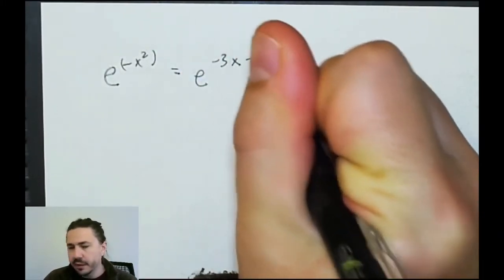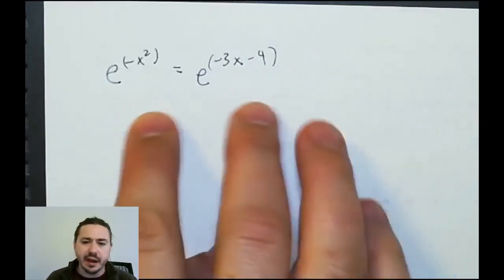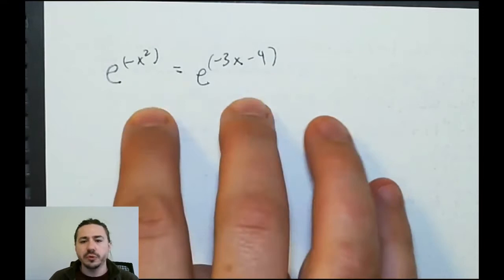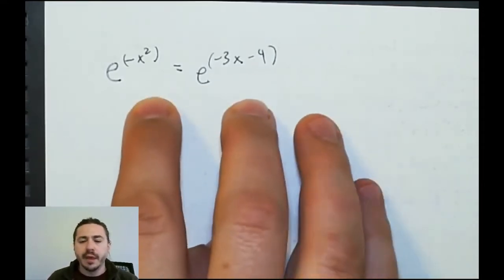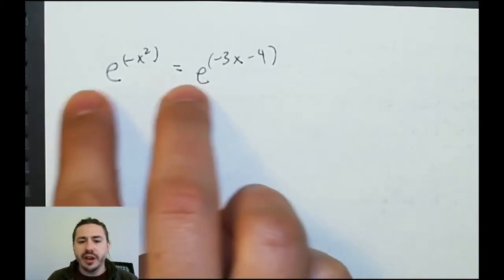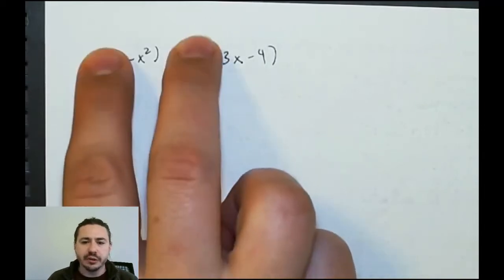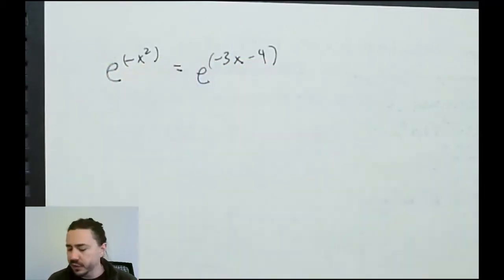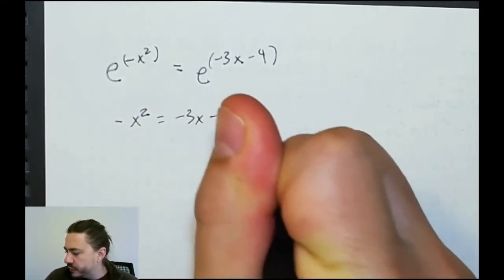If we have something like e to the power of negative x squared equals e to the power of negative 3x minus 4, this is going to be a case like that second column that we wrote down, where we use not the inverse property, but the one-to-one property. So what we really want to do here is take the natural log of both sides that allow us to cancel out the bases. So we can drop the bases and set the exponents equal to each other. So we get negative x squared equals negative 3x minus 4.